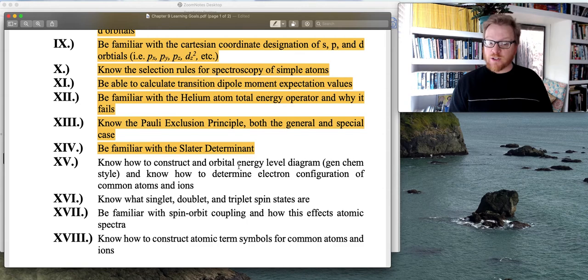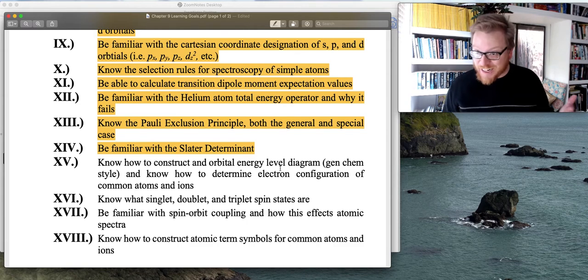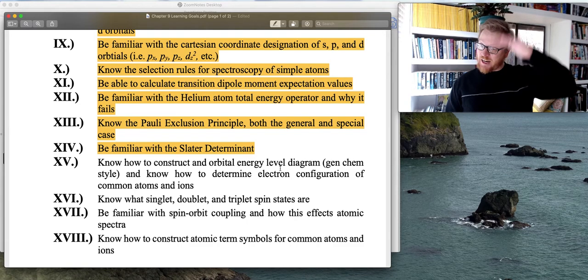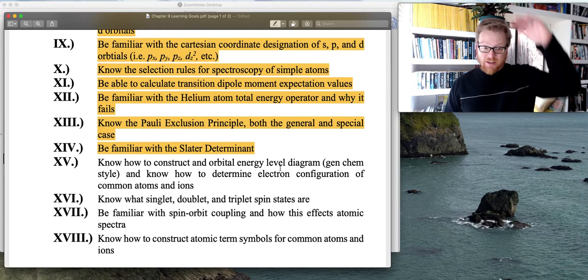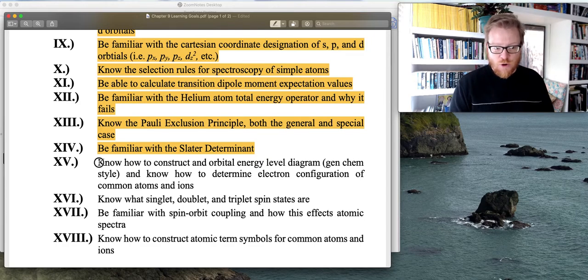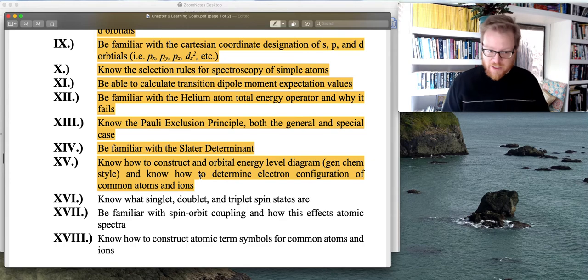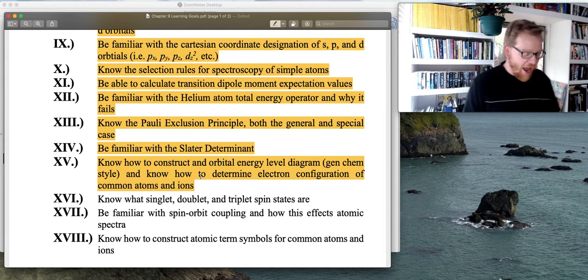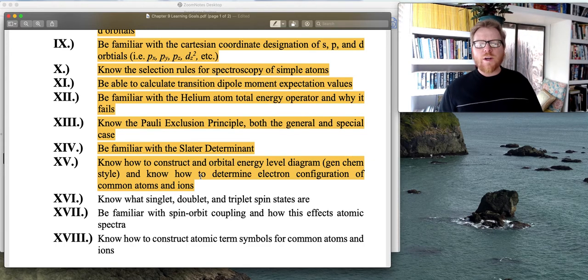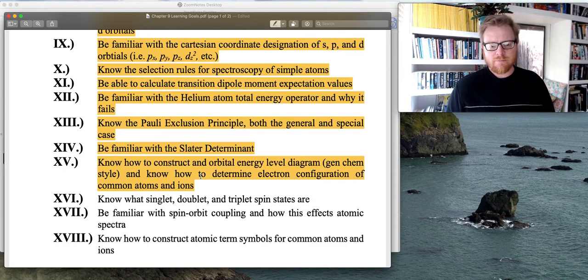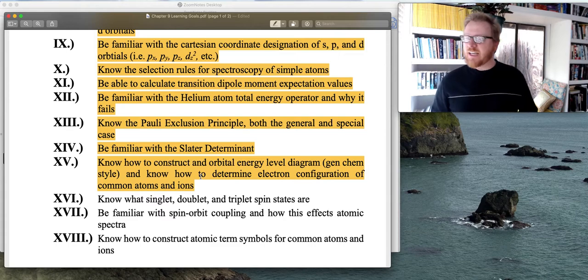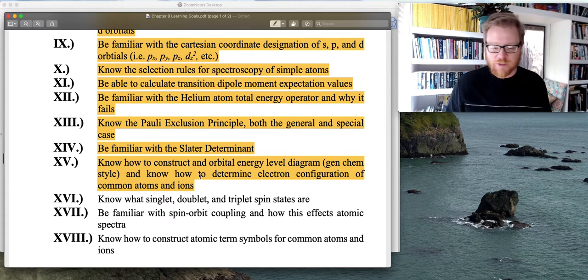So know how to construct an orbital energy level diagram, Gen Chem style, right? Building it up from 1s, 2s, 2p, etc. And also know how to do electron configuration for common atoms and ions. Don't worry so much about all of those exceptions in the d block and the f block. I'm not too concerned with those. So just for the commonly occurring atoms and ions.